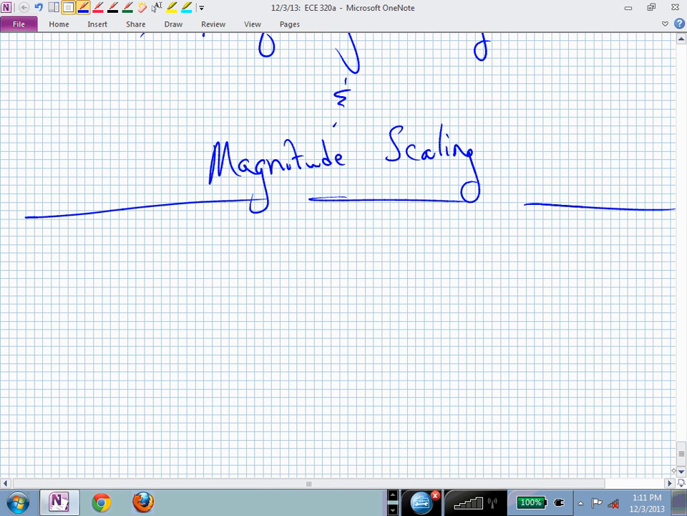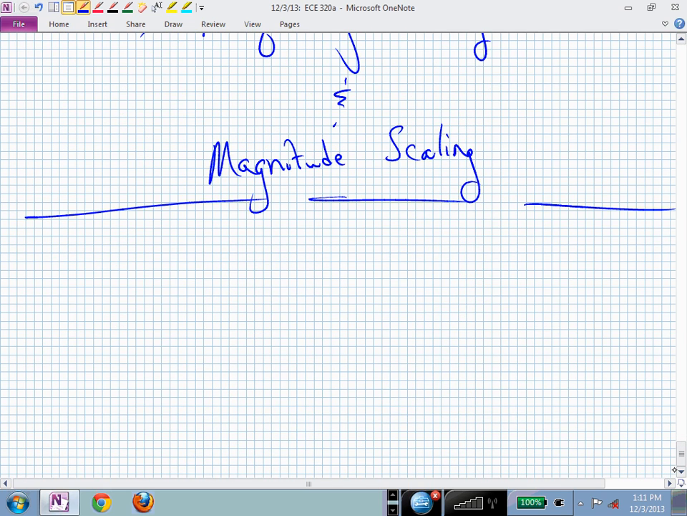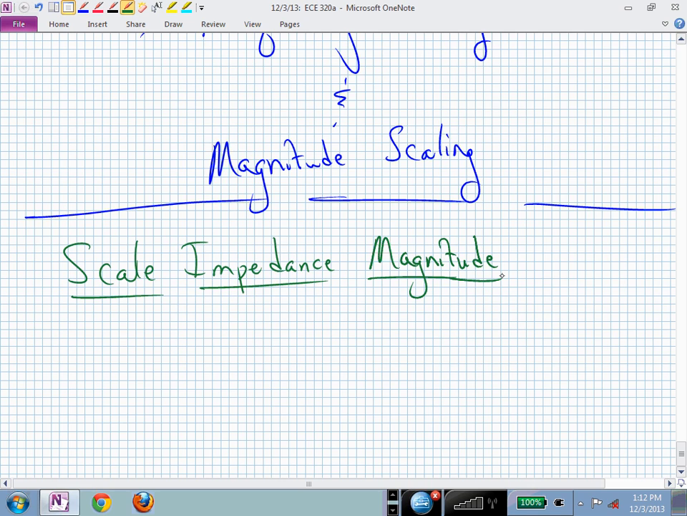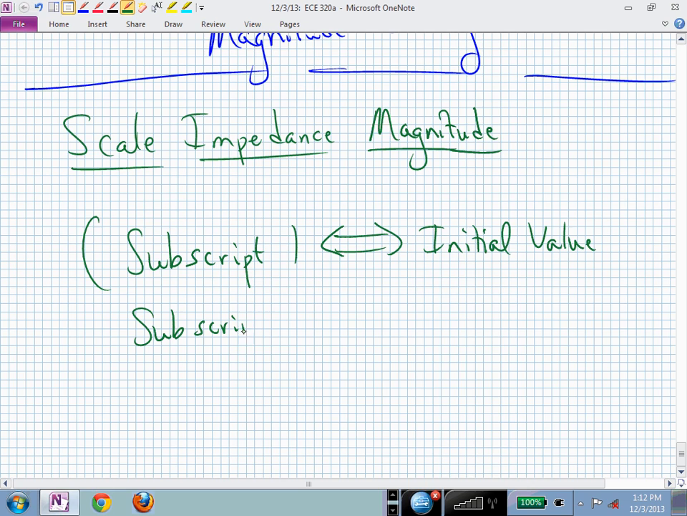Let's now derive some relationships that will allow us to do this scaling, both frequency scaling and magnitude scaling. First, let's talk about them individually, and then we'll combine them. First, let's scale the impedance magnitude, to be consistent with what I just said. Frequency and magnitude scaling. And the notation that I will use is I'm going to have two different subscripts. Subscript 1 will be the original or the initial value on the capacitor or inductor or resistor. Subscript 2 will be the new value or the final value.